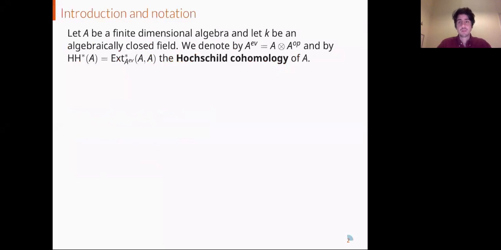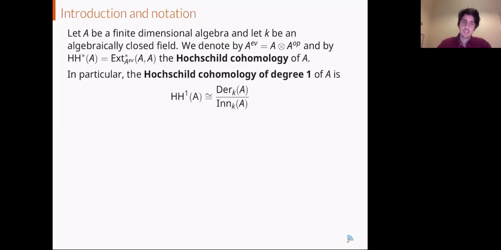So let me start with some notation. For me, A will be a finite dimensional K-algebra over an algebraically closed field K. And I'll denote by A^EV the enveloping algebra of A, and by HH^*(A) the Hochschild cohomology of A. This is just the Ext algebra of A as an A-A bimodule with coefficients in itself.